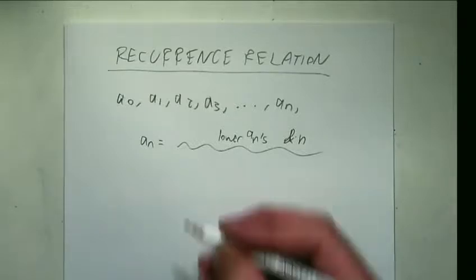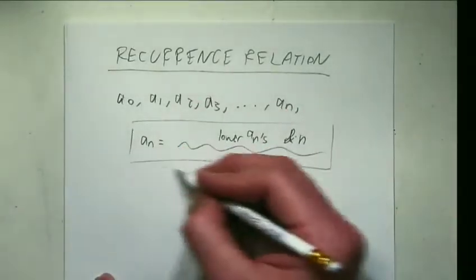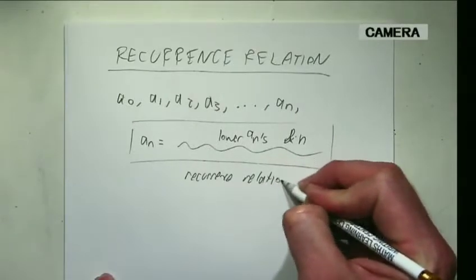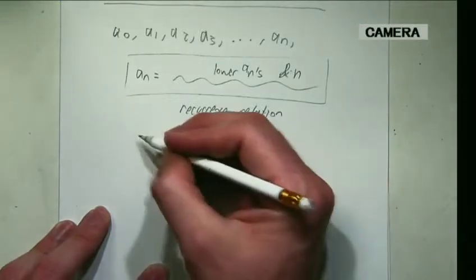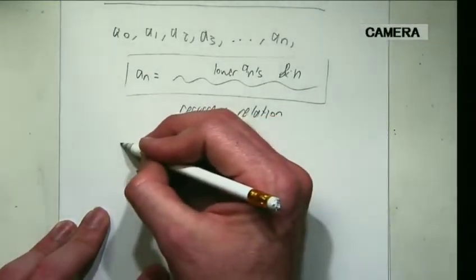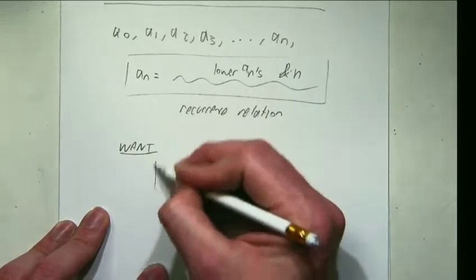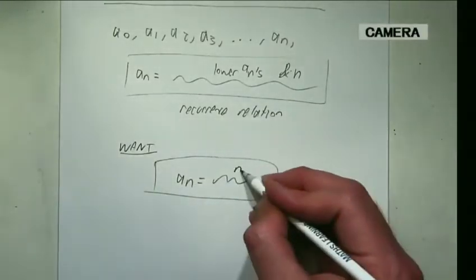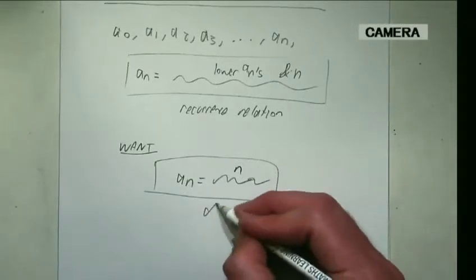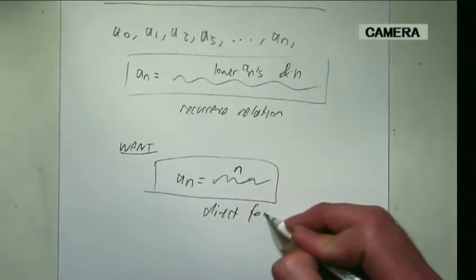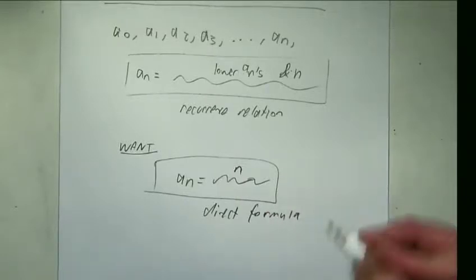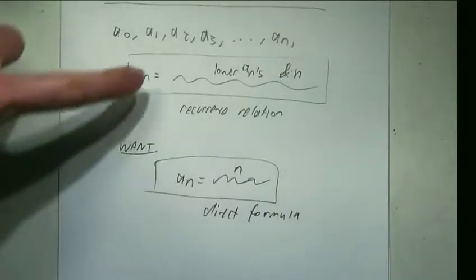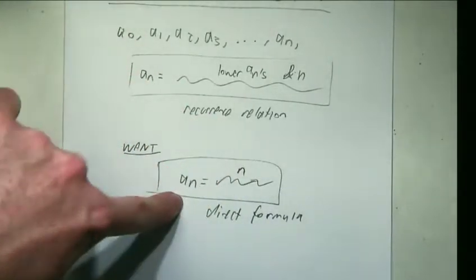So this is your recurrence relation. What we want is something more like this, something involving n somewhere in this formula. This would be a direct equation, or a direct formula. That's what we want. So the whole idea of this recurrence relation thing is to get from this to this.